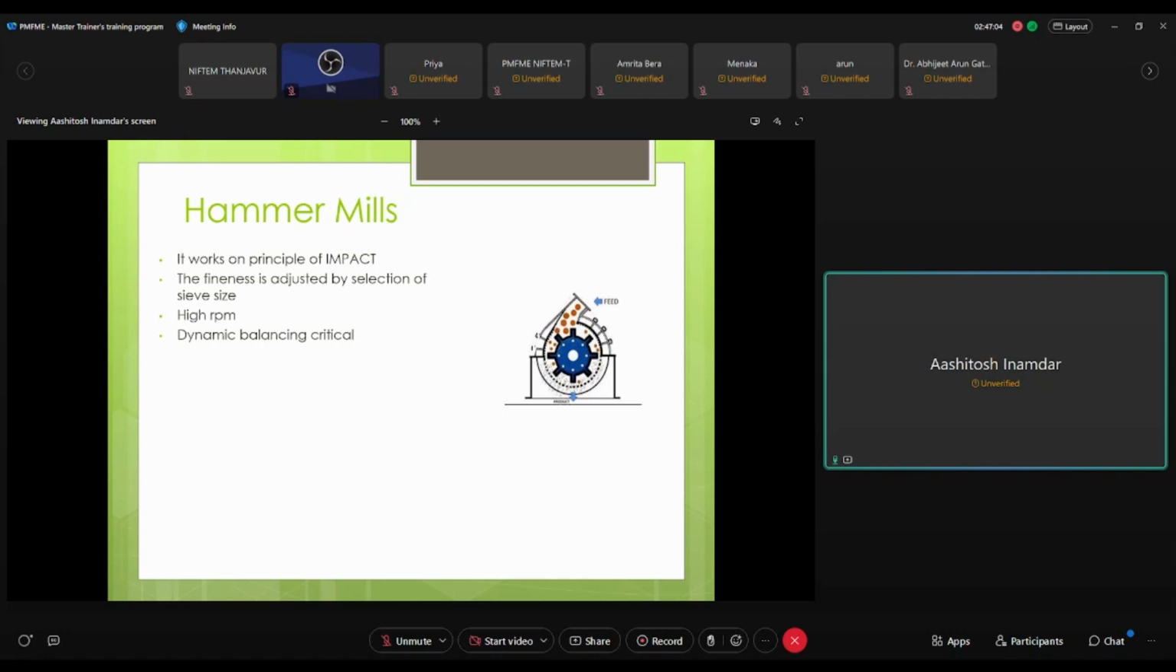Also, because it runs at a very high speed, the vibrations which it may produce are going to go to the floor and all. So proper shock absorbers, like rubber absorbers, should be placed for this.